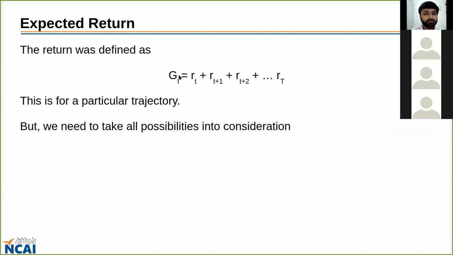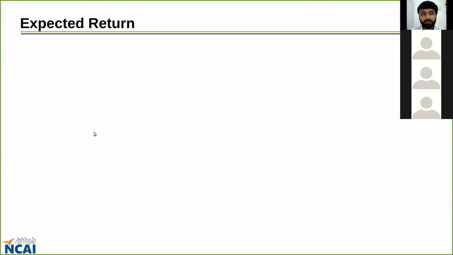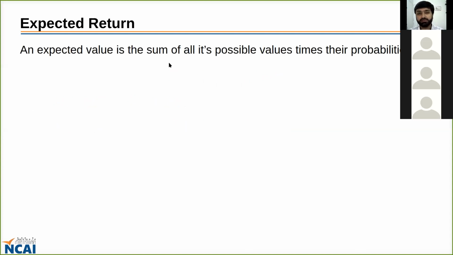Now, as defined earlier, I talked about the return, which is the accumulated reward, which is of interest to us as we want to optimize the trajectory. But this is for a particular trajectory. And the world is quite uncertain and there are a lot of possibilities. So we need to take all possibilities into consideration. And with that, we need to focus on expectation rather than instances.